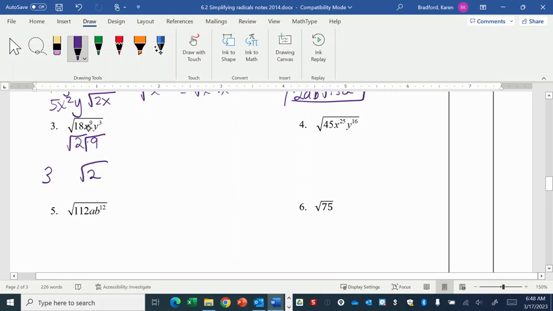And then x to the 9th. For x to the 9th, we want to know how many groups of 2 we have. We have 4 groups of 2 with 1 left over. In y to the 3rd, we want to know how many groups of 2. We have 1 group of 2, but we don't need to write a 1. It's invisible, with 1 left over.